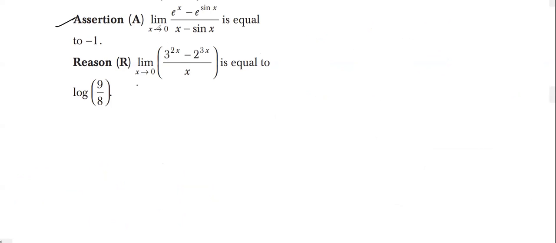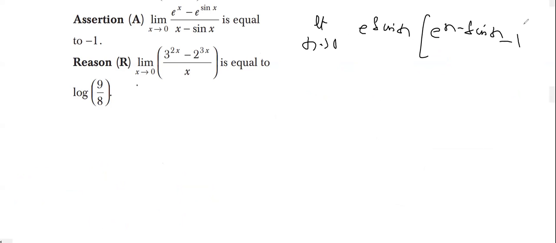In the next part, we have assertion as this. In this assertion, I can see that it can be solved by taking e raised to the power sin x as common, keeping in mind that we are going to get this in the form of e raised to the power x minus 1 over x. So I took e raised to the power sin x as common. Dividing by sin x, you'll get e raised to the power (x minus sin x), right? And then minus 1, as e raised to the power sin x minus e raised to the power sin x is 1. Denominator will be as it is, that is x minus sin x.